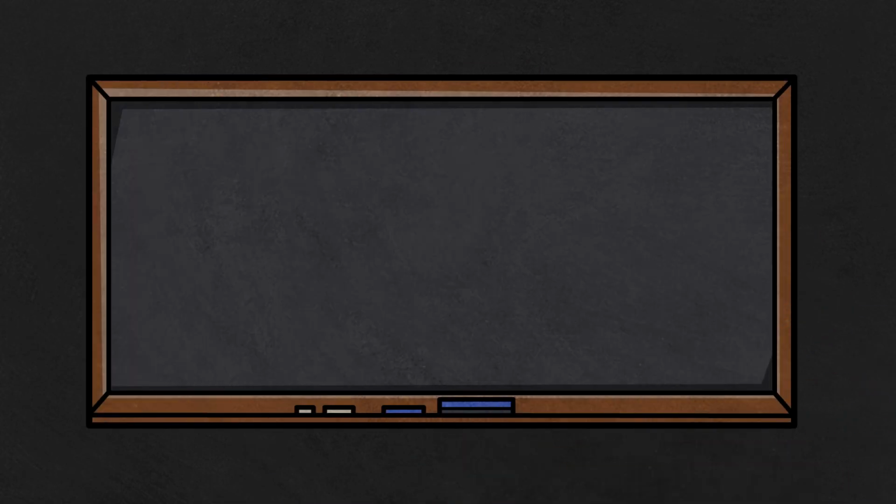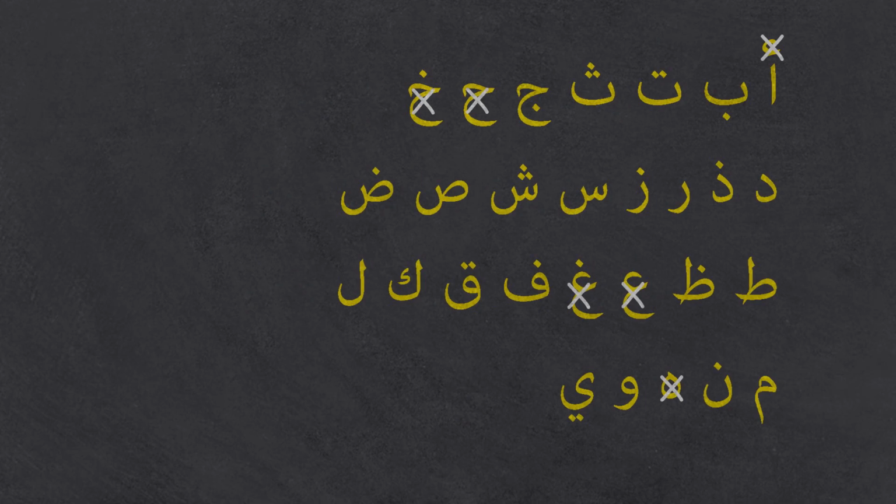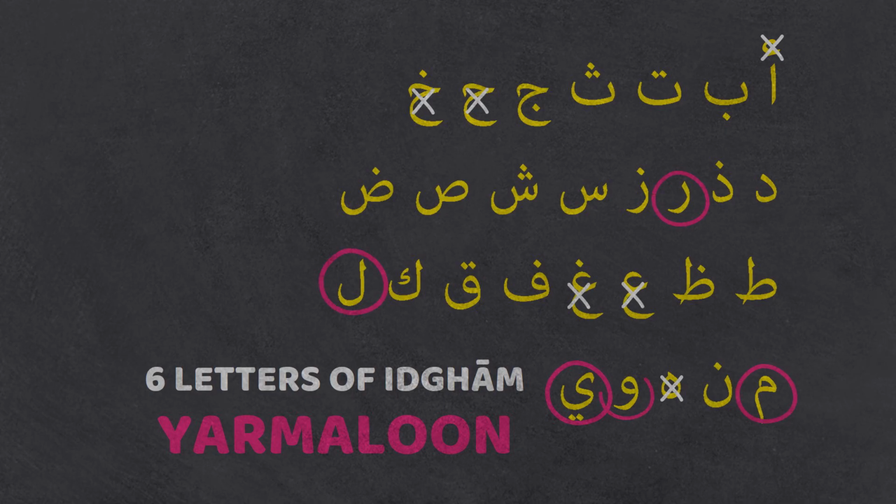Once again, you can begin the lesson by writing all the Arabic alphabets on the board. You can cancel the 6 Izhar letters that they already know about. This will be a good revision for them. You can now circle the 6 letters of Idghām. These are also called Yarmaloon letters: Ya, Ra, Mim, Lam, Waw, and Noon.